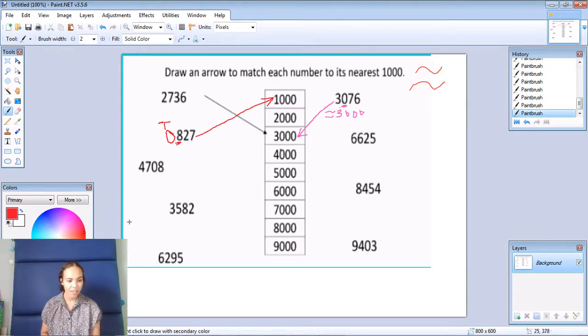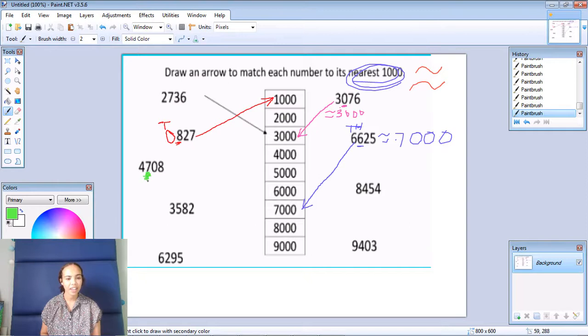Let's go to 6,625. Okay, this is my thousands column. This is my hundreds column. I need these two because I need to round to the nearest thousand. Okay. Is this 5 or more? Yes, it is. So rounded, it becomes 7,000. Okay, let's see. Where's the 7,000? There it is. Okay. Next color, next number.